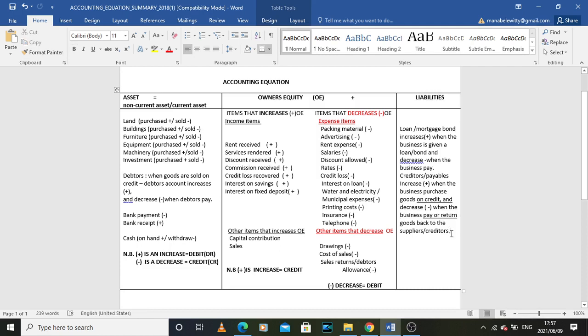Liability increases on the credit side, and then decreases on the debit side.